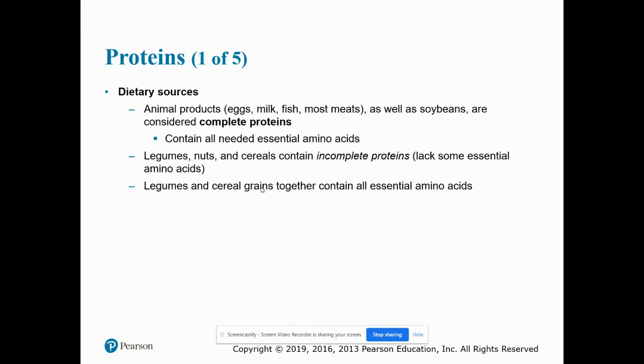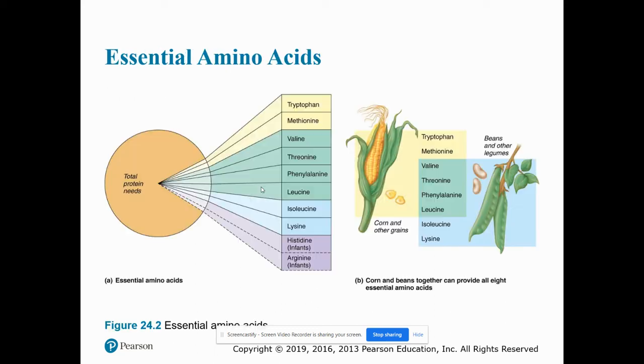Proteins. Dietary sources include animal products, eggs, milk, fish. Most meats, as well as soybeans, are considered complete proteins. And complete proteins are proteins that contain all needed essential amino acids. Legumes, nuts, and cereals contain incomplete proteins because they lack some essential amino acids. Legumes and cereal grains together contain all the essential amino acids.